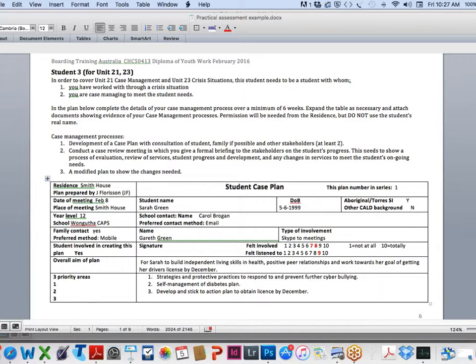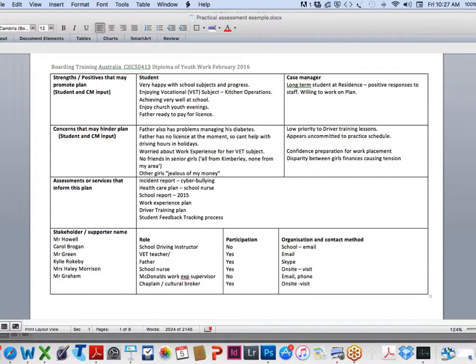So we've isolated those 3 priorities as getting some strategies and protective practices for her to be able to respond to and cope with or prevent any further cyberbullying, that she'll self-manage her diabetes plan, and that she'll stick to her action plan to get her licence by December. And that came out of us looking at her strengths and her positives.